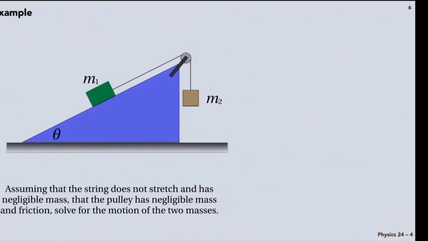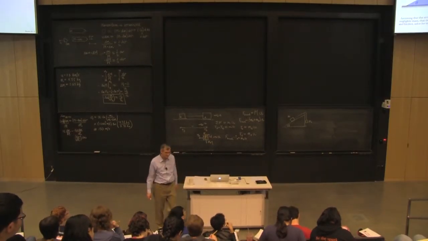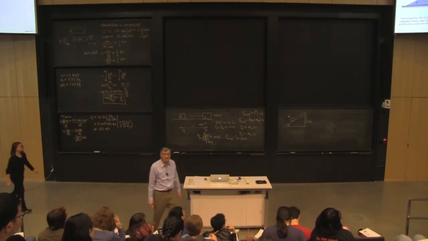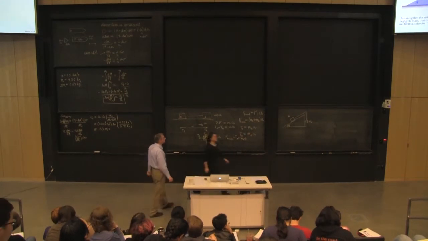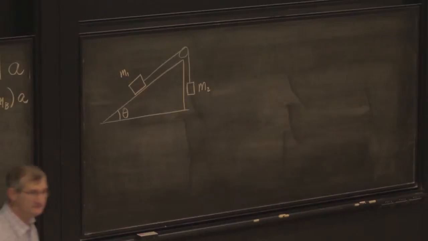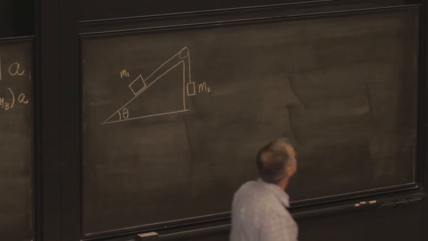So now we're supposed to solve for the motion of the two masses. Yes, please. Is there friction on the plane? No friction on the plane. We'll get to friction later. Okay? No friction on the plane.